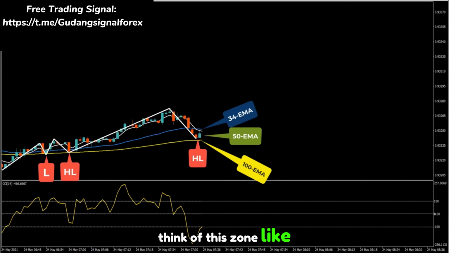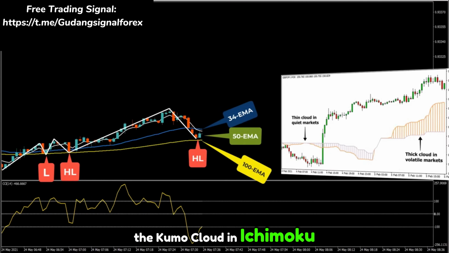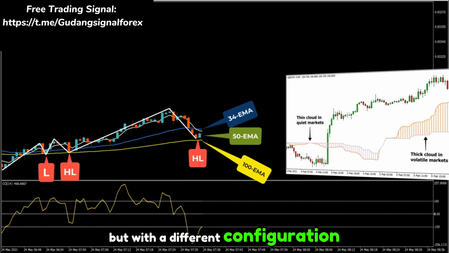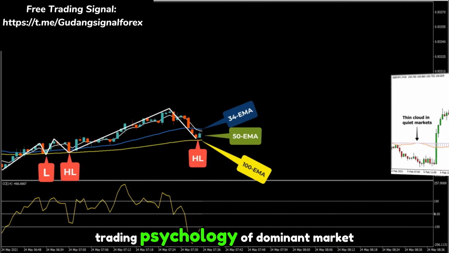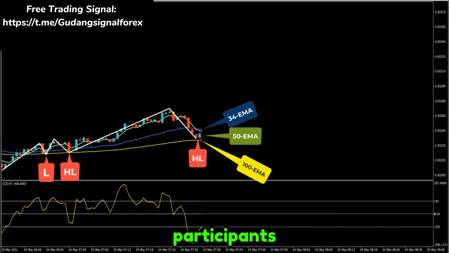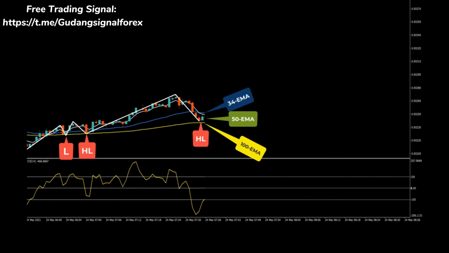Think of this zone like the Kumo cloud in Ichimoku, but with a different configuration, one that's rooted in the trading psychology of dominant market participants. This strategic EMA setup helps us align with the major forces shaping market trends and gives us a clear edge to find high-probability trades.